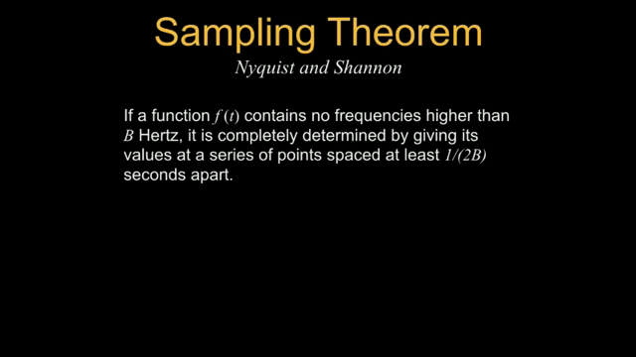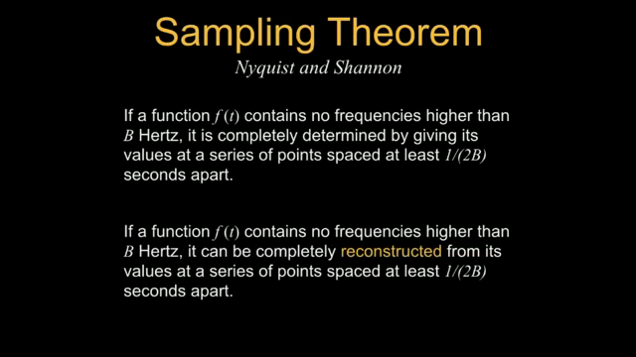So what does this mean? Well, another way to look at this statement is to look at how to recreate the signal. And this theorem can also be read as: if a function f of t contains no frequencies higher than b Hz, it can be completely reconstructed from its values at a series of points spaced at least 1/2b seconds apart. And this is very important. So the sampling theorem tells us how finely we have to sample in order to recreate the signal.